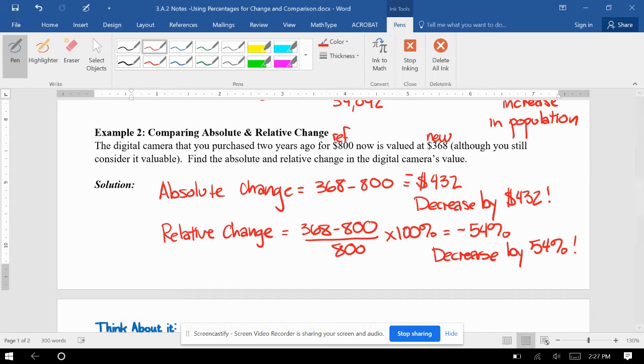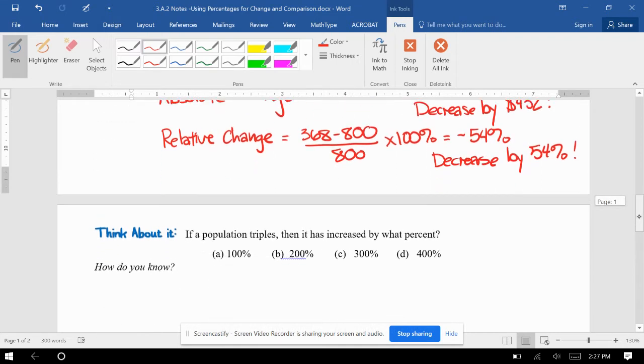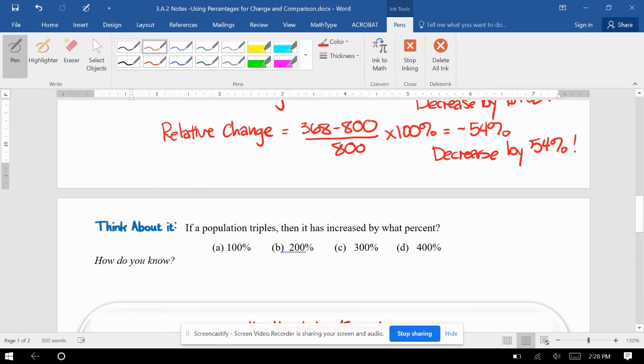All right. Moving on. So this is one of the trickier questions that I know you're going to be asked at some point, so you might want to star this. This is an important problem. It's kind of confusing if you think about it. It says if a population triples, then it has increased by what percent? A lot of people think when you see triple, triple means 3, so that must mean it's 300%, but I'm going to show you that it actually is not.